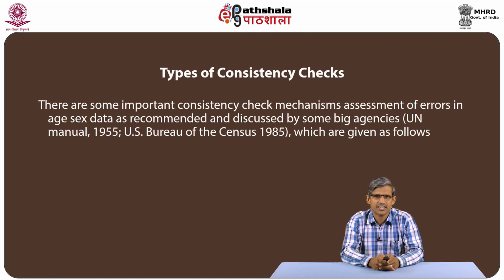There are some important consistency check mechanisms or assessments of errors in age and sex data, as recommended and discussed by agencies like the UN in the UN Manual 1955 and also the US Bureau of Census in 1985. Some of the major aspects of the consistency checks reported by these agencies are as follows.